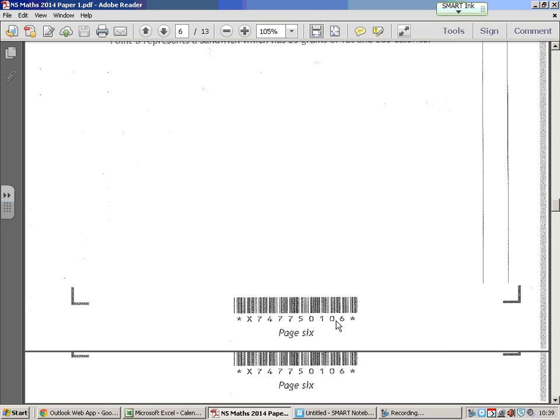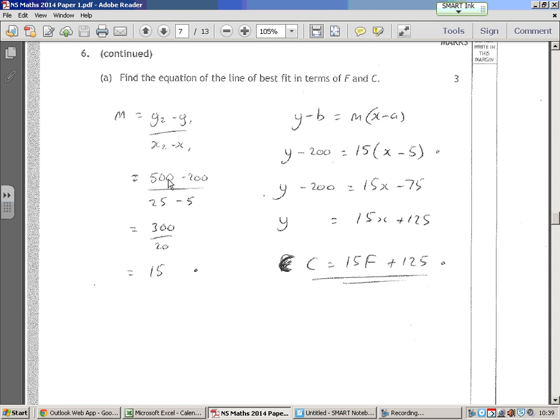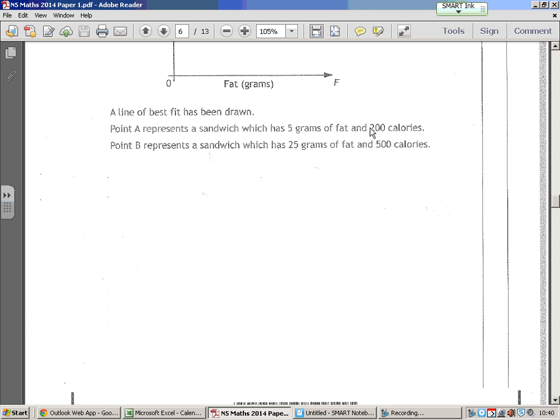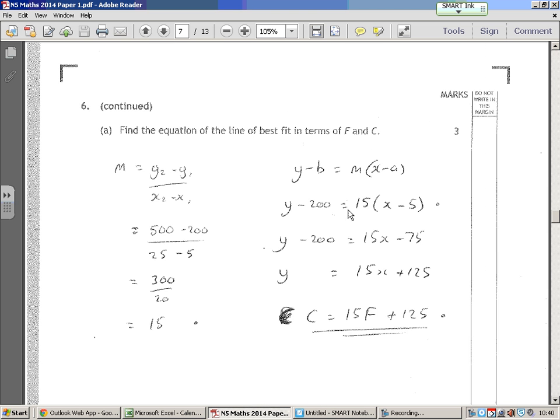So substitute those values in. 500 subtract 200 over 25 subtract 5. It's 300 over 20. And 15 20s make 300, so that'll be 15. So the gradient is 15. Then substitute in one point. Well, we've got a choice here. We can either use the 5 and the 200 or the 25 and the 500. Either one would be fine. I've just picked the ones with the smaller values. Make life a little bit easier for myself.